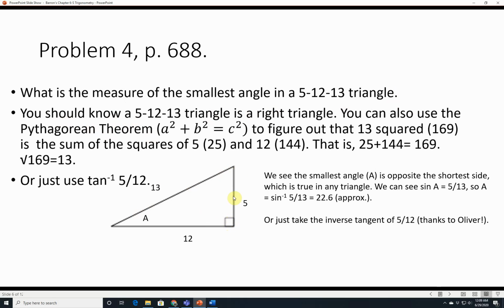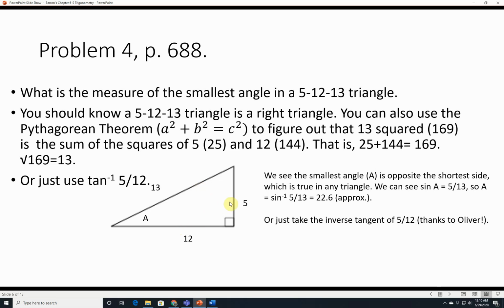But it's one that they're likely to ask on the SAT for that reason, because they know it can throw off some people. So you can either use the Pythagorean theorem to figure out that 13 squared, which is 169, is the square of 5, which is 25, plus 12 squared, 144. That is 25 plus 144 equals 169. Unless you've memorized your squares up to about 15 or 20, this might not be the easy way to do it unless it's on the calculator section.